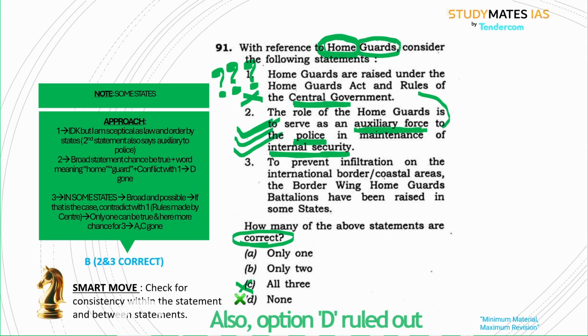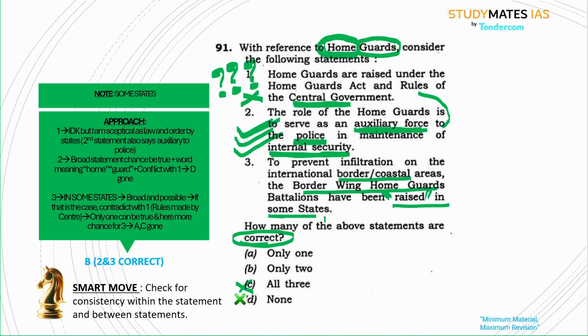Okay. Now to prevent infiltration on border areas or coastal areas, border wing home guards have been raised in some states. So first thing, we already have BSF. We know BSF is raised by central government. But here, see the language, raised in some states. In case of BSF, BSF is raised by central government and then deployed to states. But here, border wing home guards have been raised in some state.